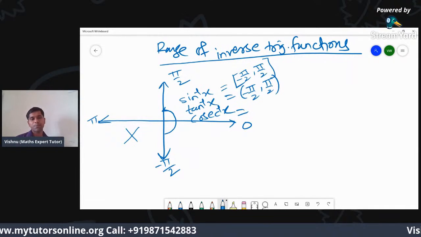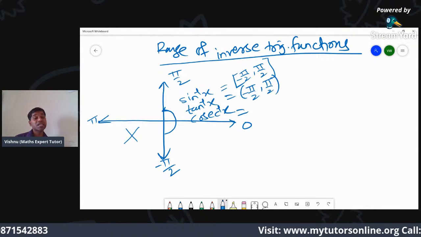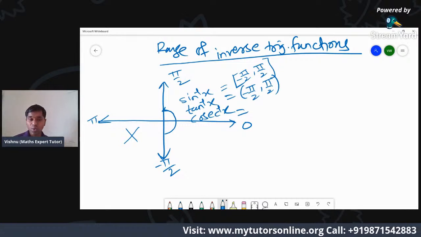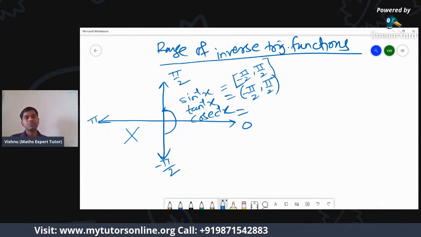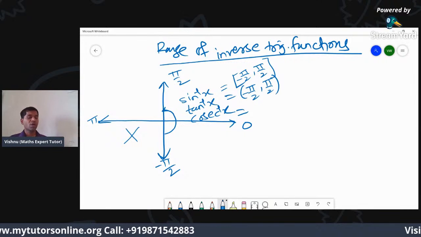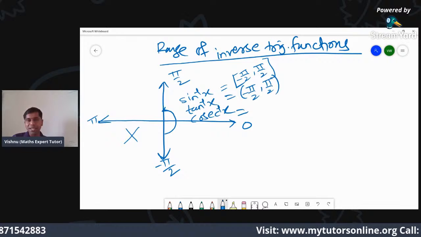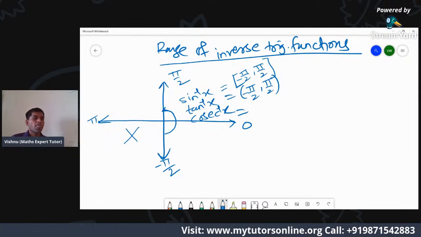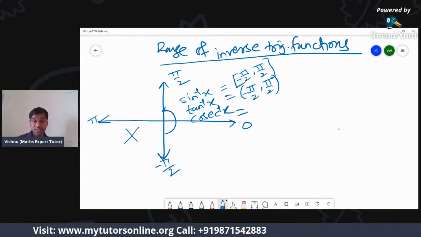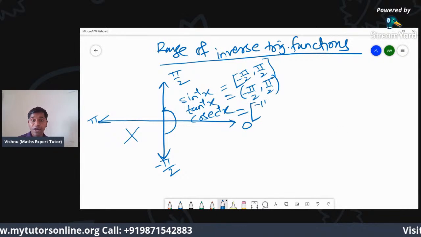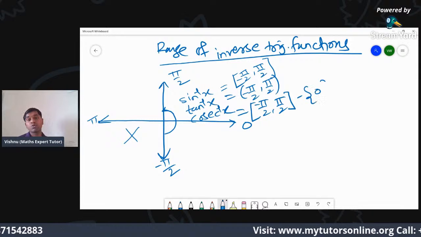Now, if you see, cosec is defined at all points except 0, right? Cosec is not defined at 0, because cosec 0 will become 1 by sine 0. Sine 0 is 0, and any real number divided by 0 is not defined. So cosec inverse x is also defined on minus pi by 2 to pi by 2, no issues, but there should be no 0.